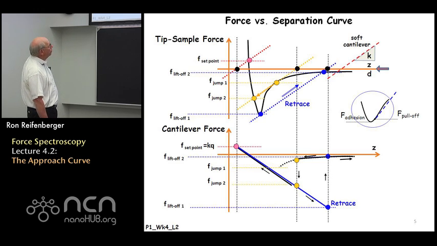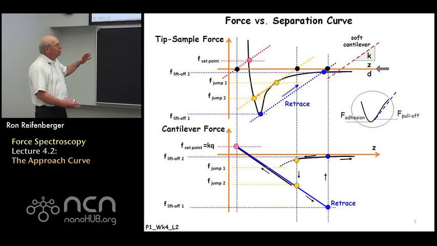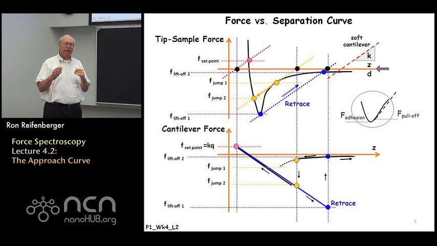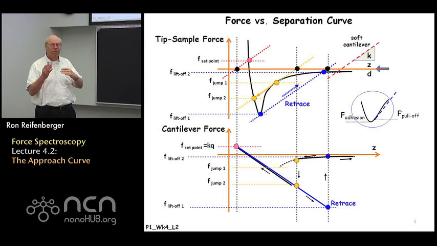The bottom curve is what you measure experimentally, right? So the bottom curve is basically just the cantilever force, which is the displacement of the cantilever, as a function of this tip sample displacement z. So we've made no effort now to try to translate z into d, even in a schematic way, right?